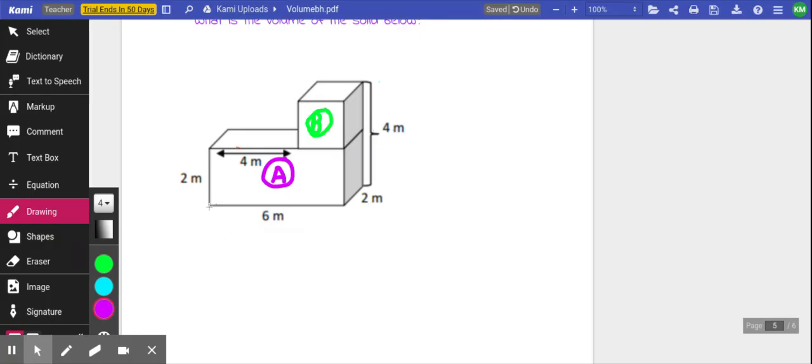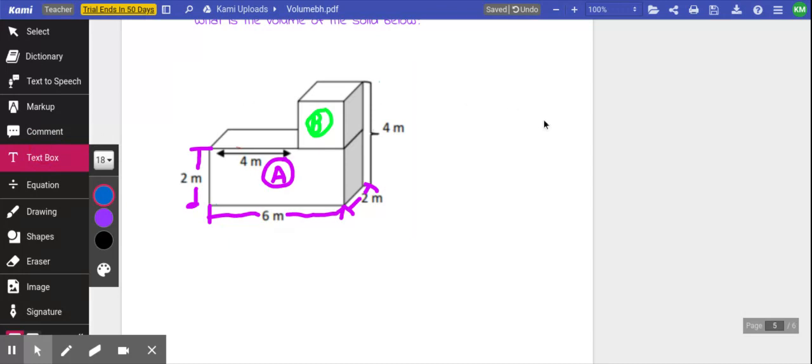So we could see for shape A, the length, the width, and the height. Here is the length, 6 meters. Here is the width, 2 meters. And the height for shape A is 2 meters as well here. So here we have the length, width, and height of shape A.